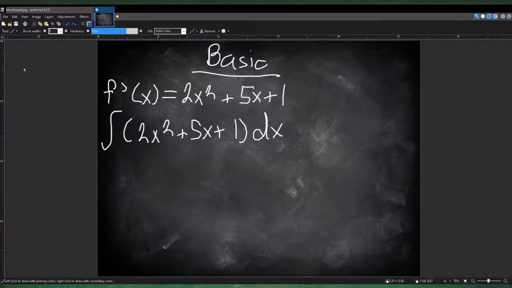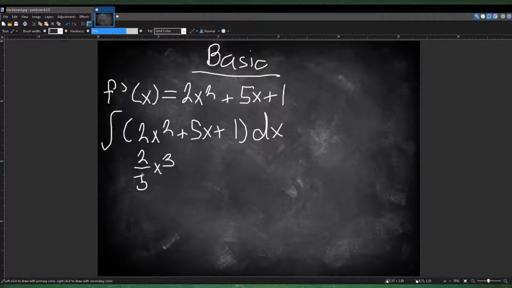It's like a refresher. Since this is a quadratic, the original function has to be a cubic, right? The derivative of a cubic is 3x squared. We don't want 3x squared, we want 2x squared, right? So we multiply both sides by 2 over 3. So the original would be 2 over 3 times x to the power of 3.